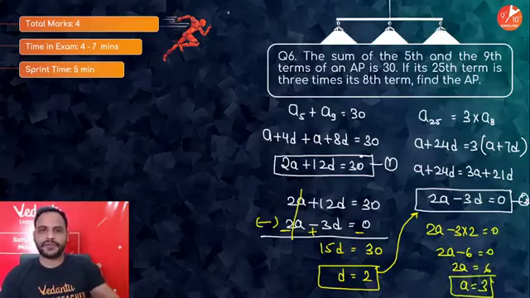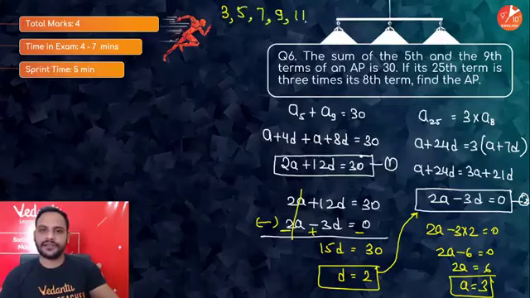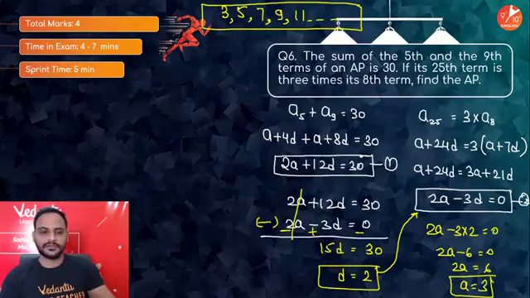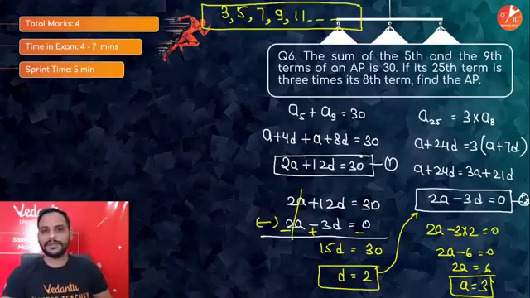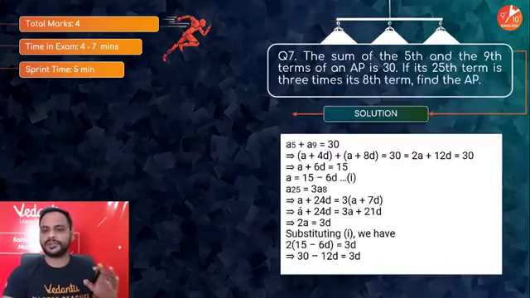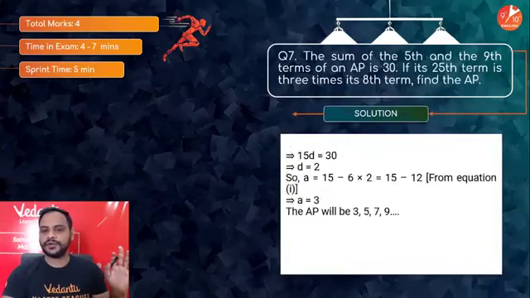Common difference is 2. So I can say AP is 3, 3 plus 2 is 5, 5 plus 2 is 7, 7 plus 2 is 9, 9 plus 2 is 11 and so on. This is your AP. See how easy this question became after this. Right? See how easy this question became. So you just have to follow the question, what the question is trying to tell you. You will be able to get it very easily. Alright. So what we have got, the AP is 3, 5, 7, 9 and so on.